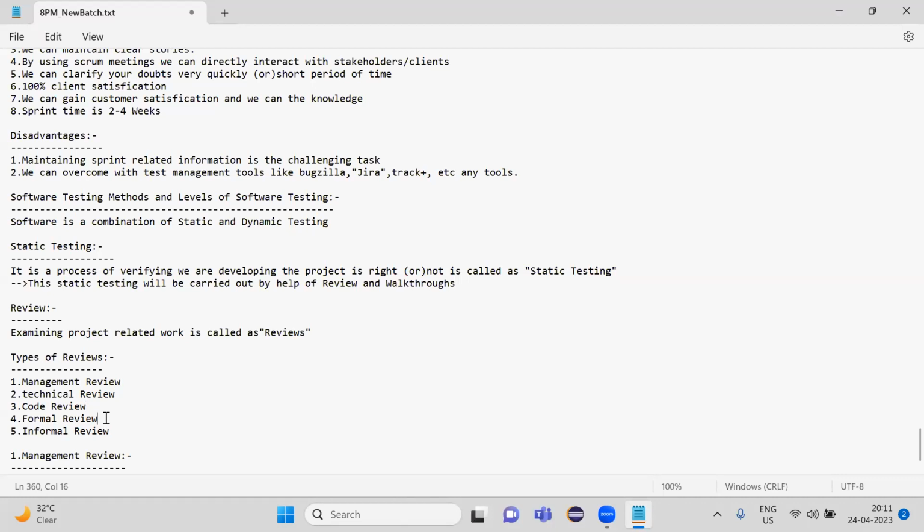Testers. Yes, testers, with the help of plan and documentation. With the help of plan and documentation, we are going to conduct review. That is called formal review. Informal review means conducting reviews without following any documentation. Clear? We'll see one by one. What is management review?